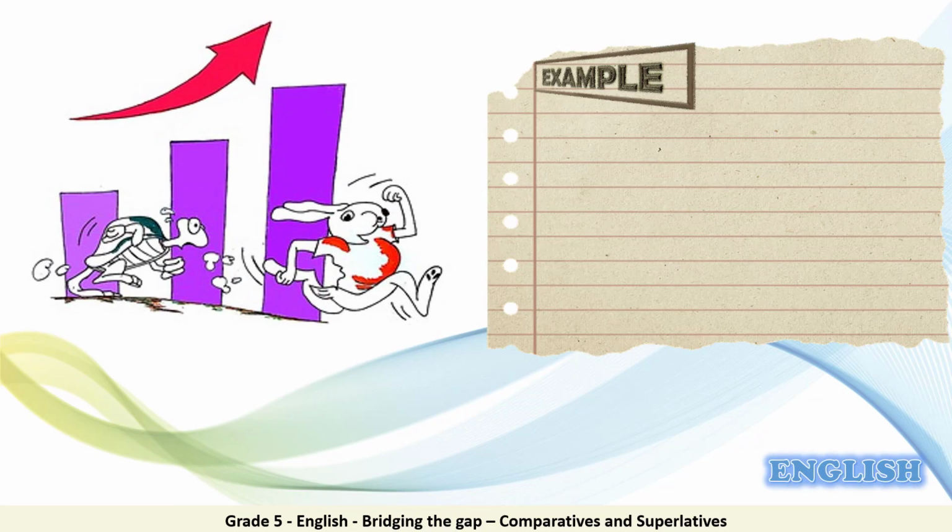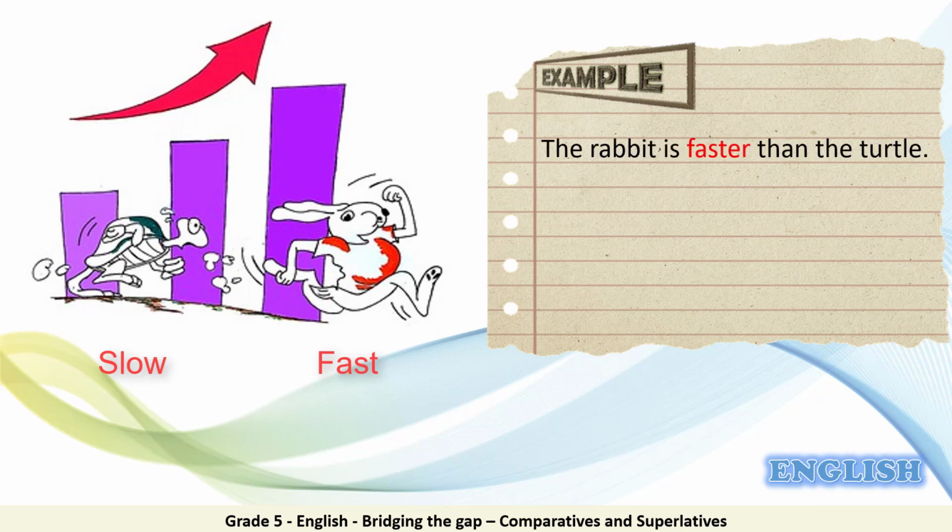Look at this picture. A rabbit is racing with a turtle. The rabbit is fast, okay? And we all know that the turtle is slow. So how can we compare between the two of them, my friends? Exactly. The rabbit is faster than the turtle, okay? Or the turtle is slower than the rabbit.